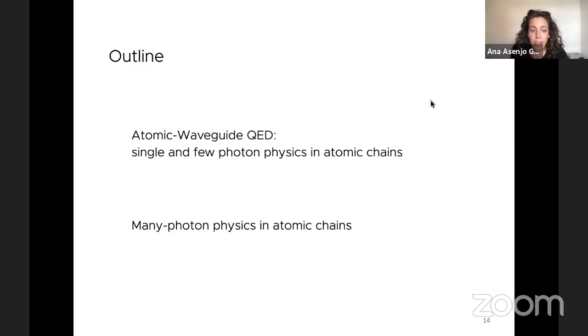Okay, so I want to discuss what I'm going to talk about today. Basically, I'm going to explain our work in trying to understand these atomic waveguides. I'm going to talk about single and few photon physics in atomic chains. And then I will change gears, and instead of harnessing the dark states to guide photons in these atomic chains, I'm going to talk about superradiance. So what happens when you put many, many excitations in these atomic chains?